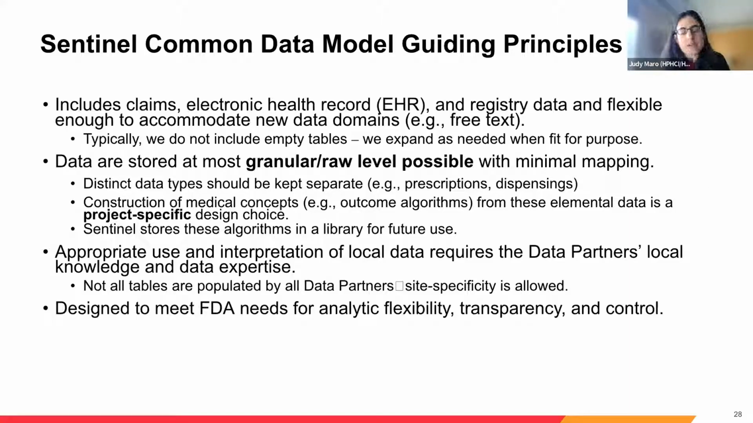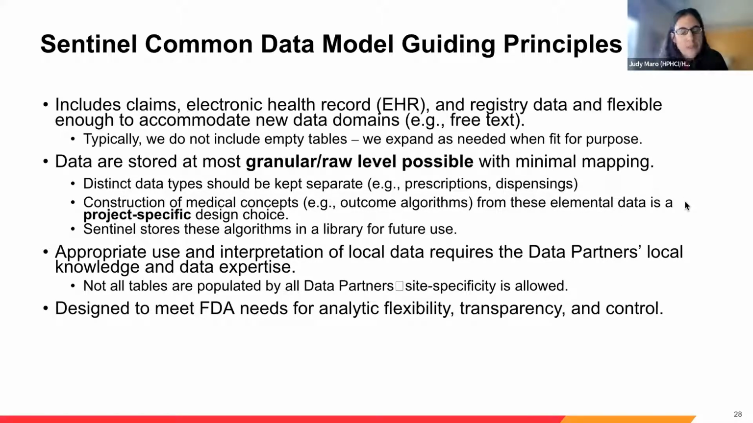Like the OMOP Common Data Model, it accommodates a wide variety of different types of data, including claims, electronic healthcare record data, and registry data. The main goal is to store that data at the most granular or raw level possible with the least amount of mapping, which is something you'll hear throughout this talk. Distinct data types are kept separate, so a prescription table is separated from a dispensing table. At the point of performing any analysis, that's when all of those raw ingredients come together to bake your cake, and you put together your outcome algorithm.